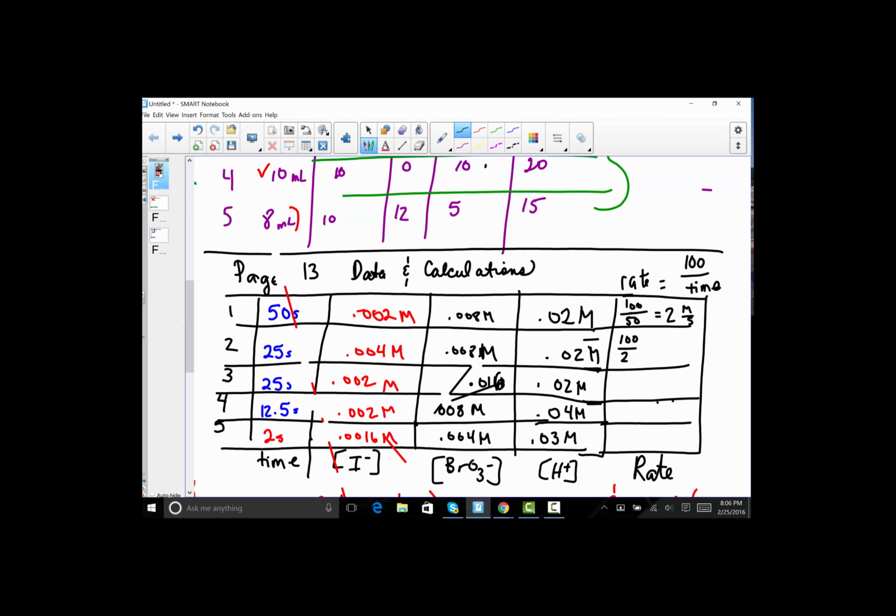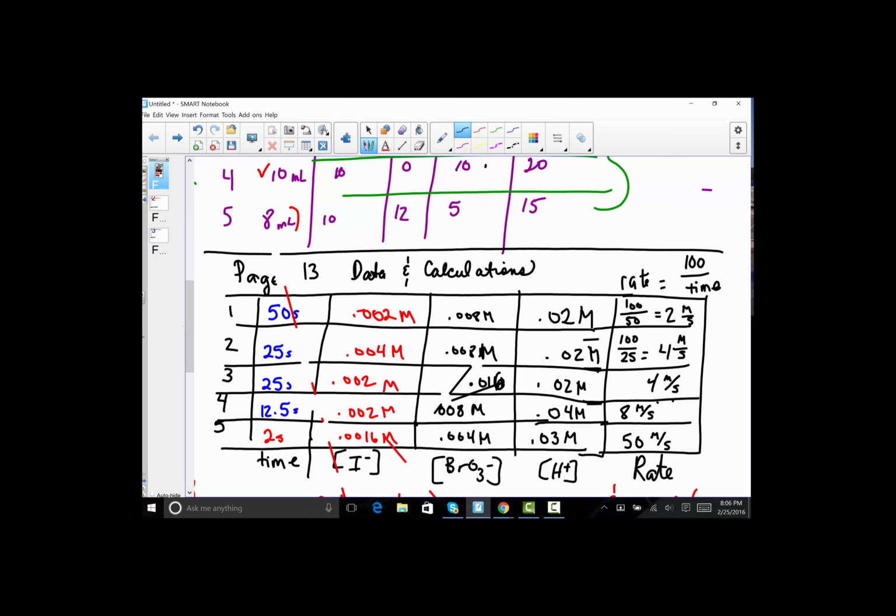100 over 25 would give me a relative rate of 4 molarity per second. 100 over 12.5 gives me a relative rate of 8 molarity per second. And 100, I don't really need this number, but we'll hit it. 100 divided by 2 is a 50 again. So we'll have a relative rate of 50 molarity per second. So this is the information that completes page 13.